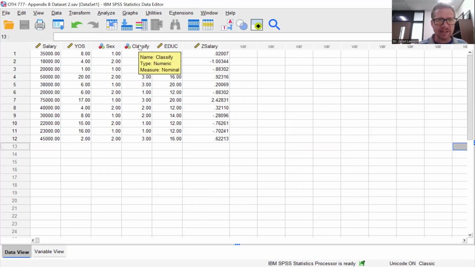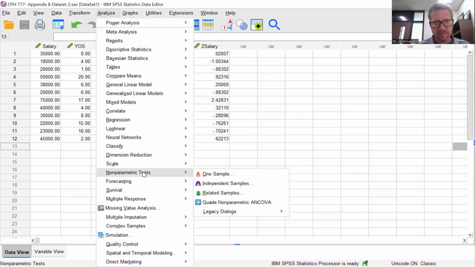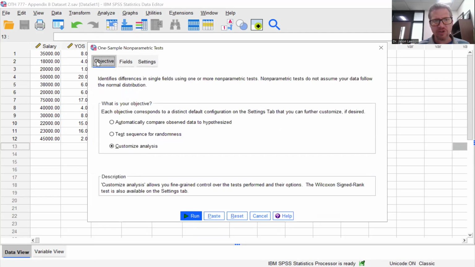Again, we're looking at the data that says classify. To run the chi-square goodness of fit, we go to analyze, nonparametric tests, and then select one sample. If we go to objective, we can automatically compare observed data to hypothesized. We could also do a customized analysis, but for the sake of the assignment, let's just automatically compare.